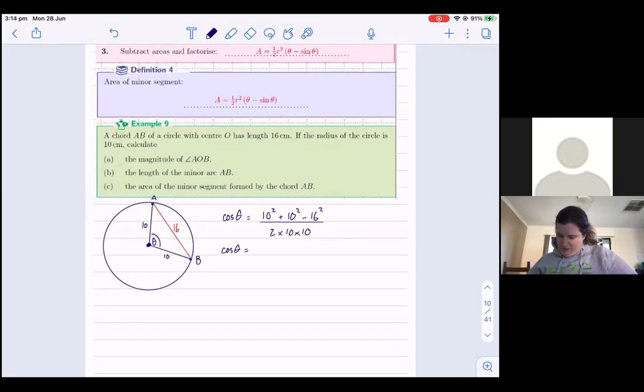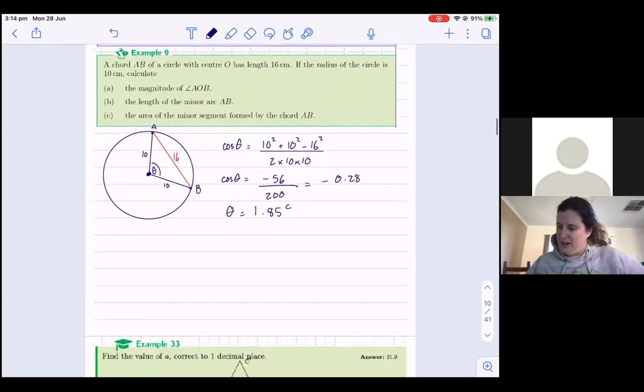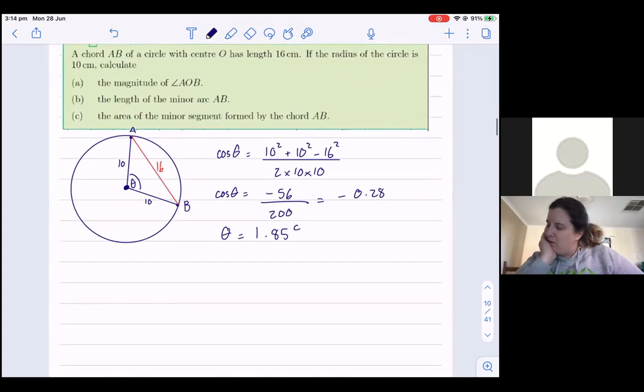So that gives us negative 56 over 200, negative 0.28, which means the angle itself is arccos of that answer, 1.85 radians. It's annoying me that I can't get that exactly. Did I do something wrong?